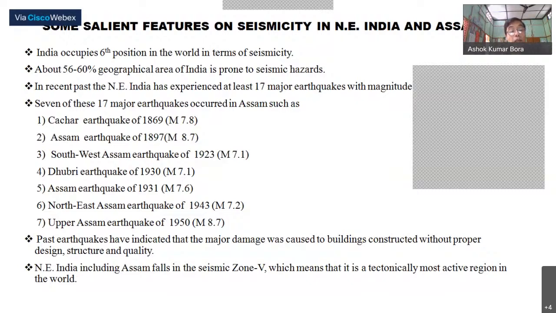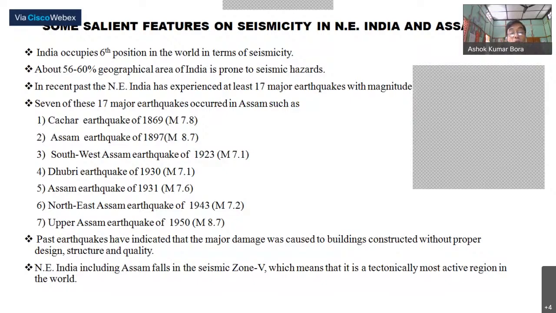Past earthquakes have indicated that major damage was caused to buildings constructed without proper design, structure and quality. Professor Pathak has already indicated that if proper design, structure and quality are not maintained in building construction, the damage is obvious. Past experience indicates that this is the case for buildings constructed without proper design and structure and without good quality.